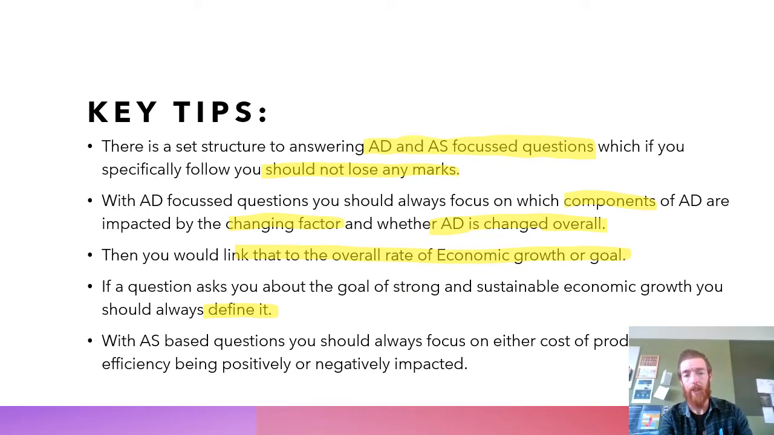With aggregate supply-based questions, you should always focus on either cost of production or efficiency. Sometimes they also say the availability of resources, like you'll see in the template, but really it boils down to those two things. As long as you can link the AS factor with one of those two things, how that's going to affect the business, if that means they're going to supply more or supply less, produce more, produce less, link that to a change in aggregate supply, and then the achievement of the goal overall. So let's get into some of these.